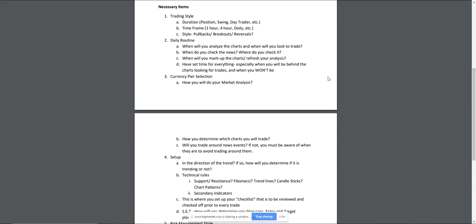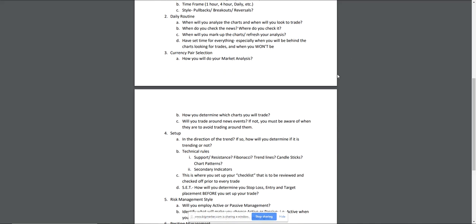Now, your pair selection. Again, maybe you trade one pair. Maybe you trade five pairs. Maybe you trade just the U.S. dollar crosses. Maybe you trade all 28 like I do and you rotate your checklist. How will you do your market analysis? How do you determine which charts you'll trade? So maybe you picked a few that you like trading at the London Open, so you're trading the pound, euro, and the dollar. Or maybe you're trading the Asian session again, and you're trading those pairs.